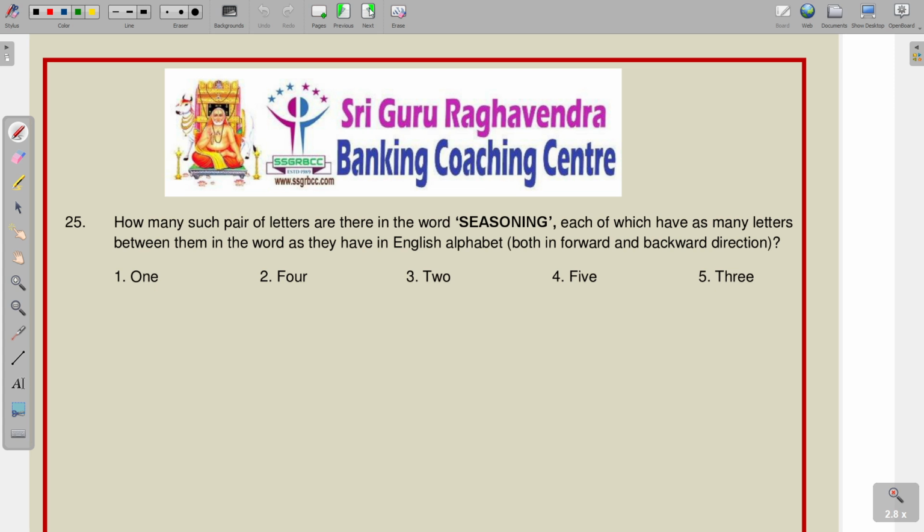Next, 25th question. How many such pairs of letters are there in the word SEASONING, which have as many letters between them in the word as they have in the English alphabetical order, in both forward and backward directions? So see, the first one: starting from A, B, C, D, E, F, G. So the first one is A and G.